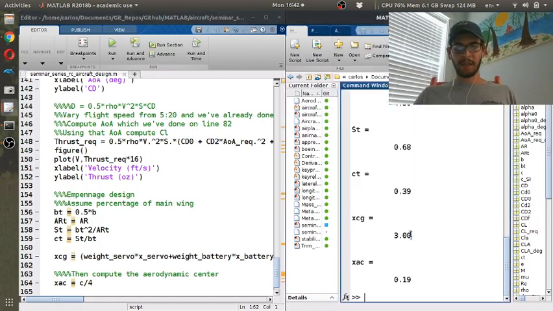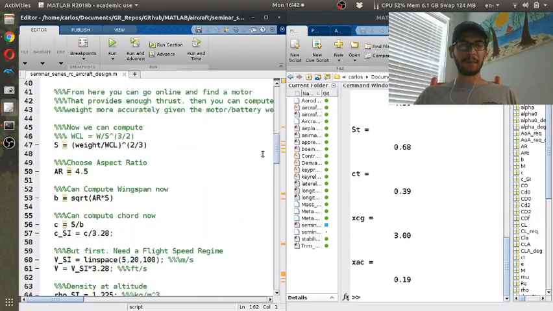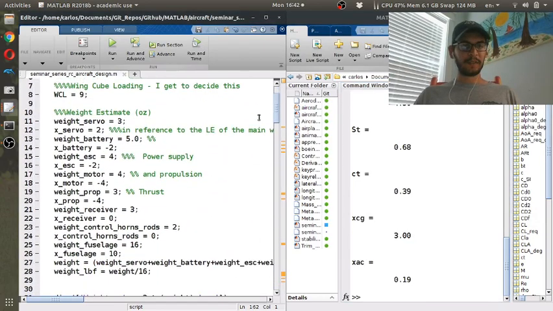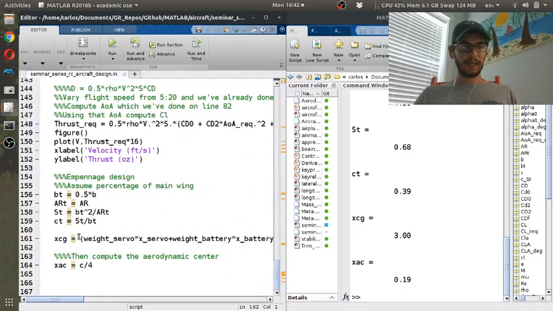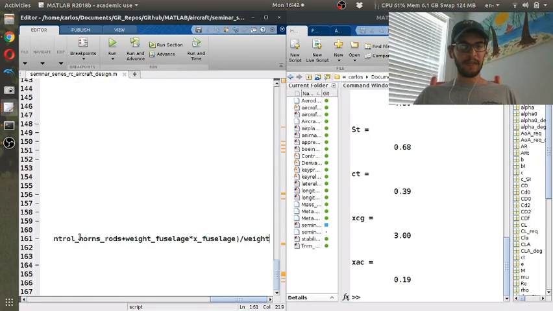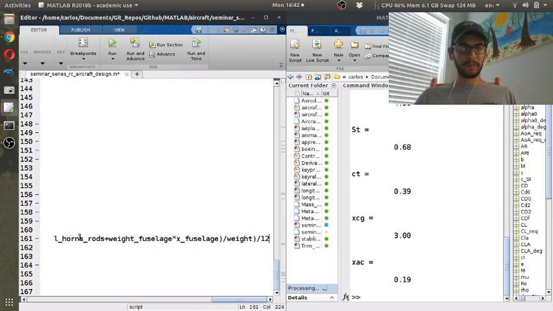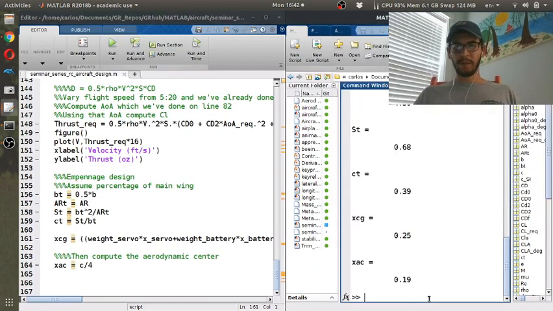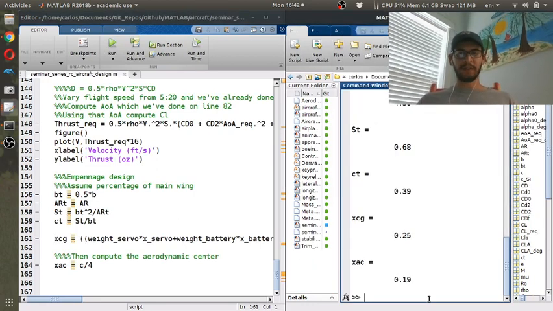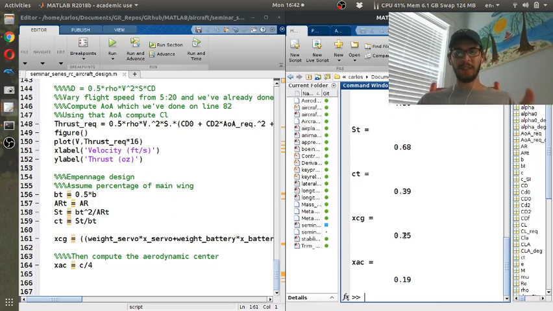And we got 3 inches... 3 feet. Oh, crap. These are all in inches. Okay, what do I want to do here? I just need to take this and divide this by 12. There we go. So according to this, if I built this component the way I had it, the CG is 0.25 feet behind the leading edge of the wing, and the aerodynamic center is 0.19 feet behind the leading edge of the wing.